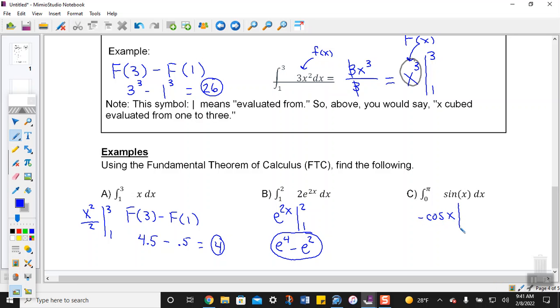Evaluated where and where, friends? Pi and what? 0. You want me to tell you what the values are? If I go negative cosine of pi, let's see, cosine of pi. Okay, I gotta think about this. Here's my unit circle. Cosine, remember, goes left and right, right? Pi is clear over here. So the cosine of pi would be -1. But since we've got a negative out in front here, it's going to be +1. So f of pi would be +1.